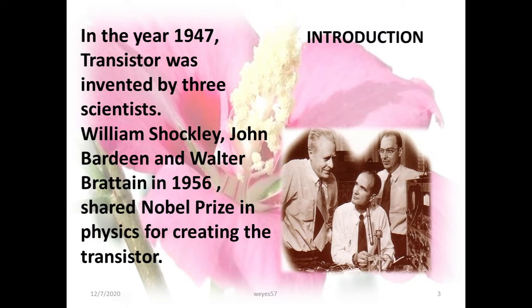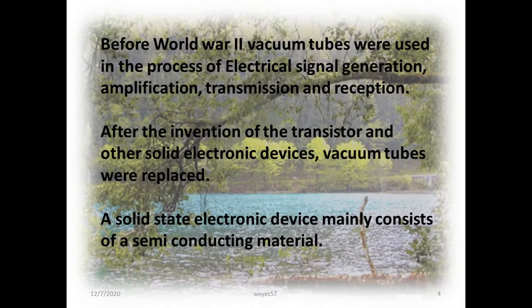Around 1947, transistors were invented by the scientists William, John, and Walt, and they were awarded a Nobel Prize for their invention. Before the Second World War, vacuum tubes were used in the process of electrical signal generation, amplification, transmission, and reception. But after the invention of transistors in electronic devices, the vacuum tubes were replaced.